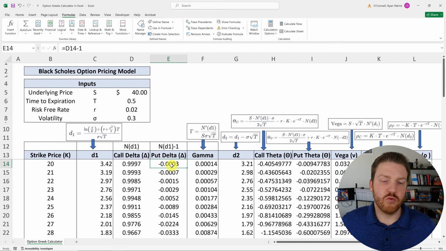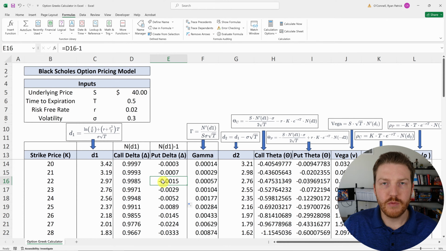Let's calculate put delta, and then we can interpret both call delta and put delta. Put delta is really easy. It is just call delta minus 1. So I can just take the value of each of these call deltas, subtract 1, and then I can just drag this formula all the way to the bottom. And so let's talk about what this means.